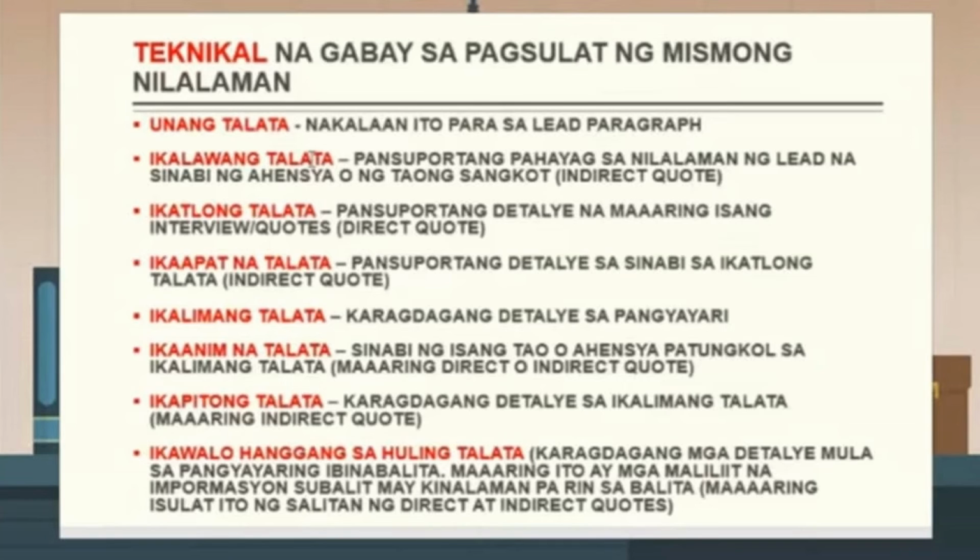Ikawalo hanggang sa huling talata, eighth until your last paragraph: additional details from the event being reported. These may be small pieces of information, but still related to the news. You can write this alternately, using direct, then indirect, direct, indirect. Not direct, direct, indirect, indirect. It should be direct, indirect quotes alternately. You can have here your whence and hence, the sixth W and the second H. You can provide background information, what happened before the event, and you can also provide what might happen next, what will happen tomorrow, next plans.